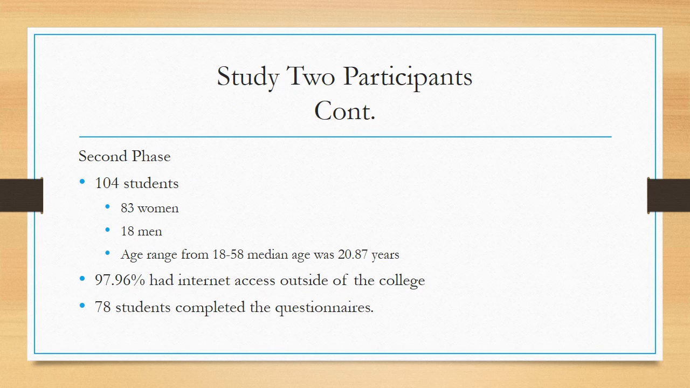In the second phase, 104 students were participating, 83 women and 18 men. Age range was from 18 to 58 with a median age of 20.87 years. 96 had internet access outside the college. 78 students completed the questionnaires.